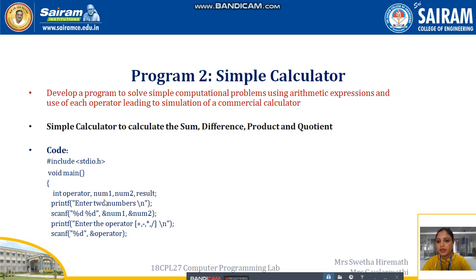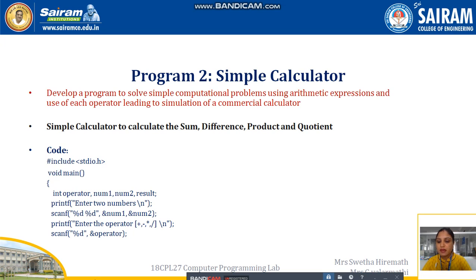printf, enter two numbers. First we have to enter two numbers, num1 and num2. Then we are going to read those numbers from the keyboard. Whatever numbers we want, we can just type from the keyboard. So we use the scanf statement: %d, ampersand num1, comma, ampersand num2. Then printf, enter the operator.